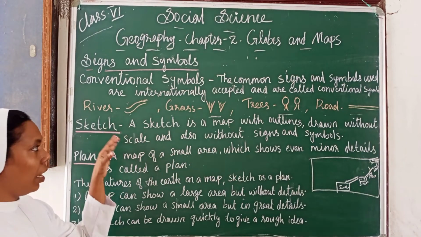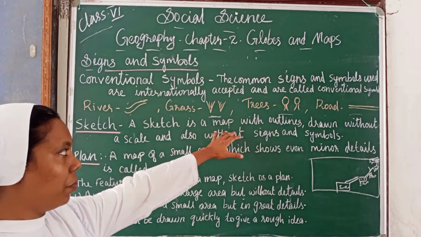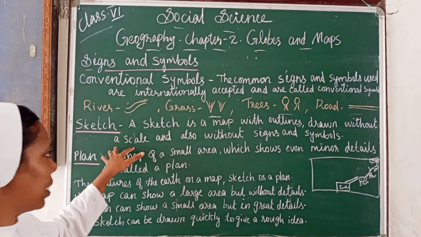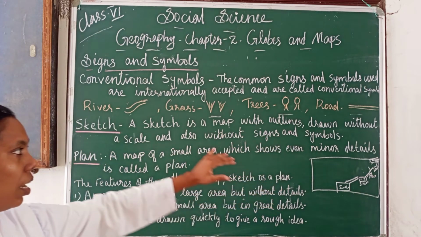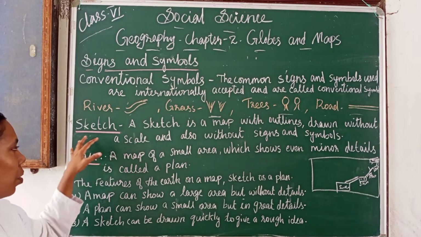We draw a rough map, a sketch, with outlines drawn without scale. We did not use a scale there, and there are no signs and symbols. That is called the sketch.